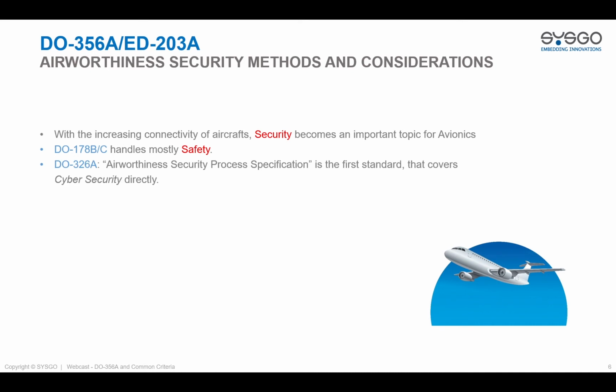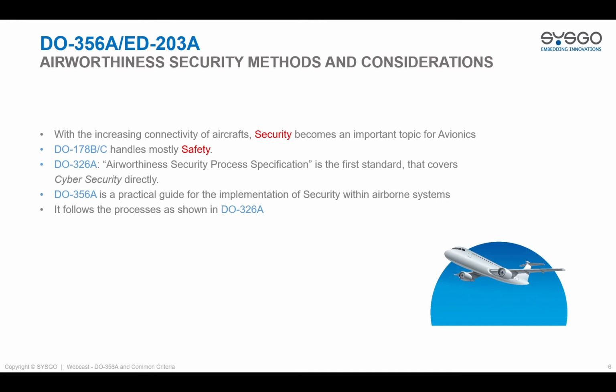With the DO-326A standard, which is a little bit older, about 8 years, cybersecurity was covered directly. And with the DO-356A standard, we now have a practical guide on how to follow the security standards as proposed by the DO-326A standard. So the DO-326A is mostly about processes, and the DO-356A is about how to practically implement security within airborne systems. And of course, the standard follows the processes as shown in the DO-326A.